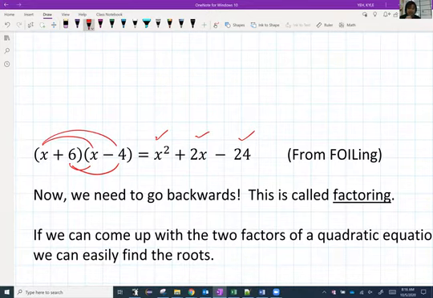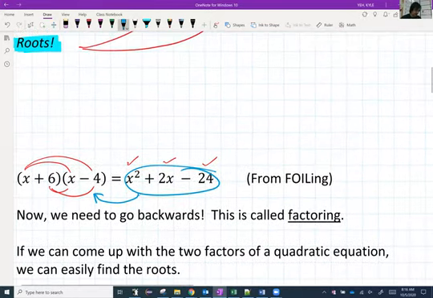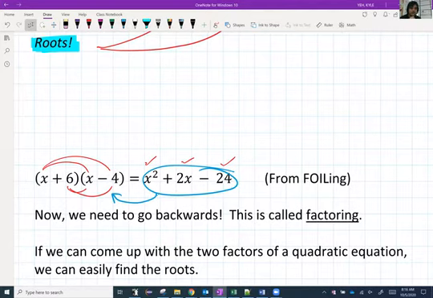But now we need to go backwards. We want to start changing colors. We want to start here and figure out what those factors are, end up there, because then it's really easy to solve the quadratic equation like we saw.